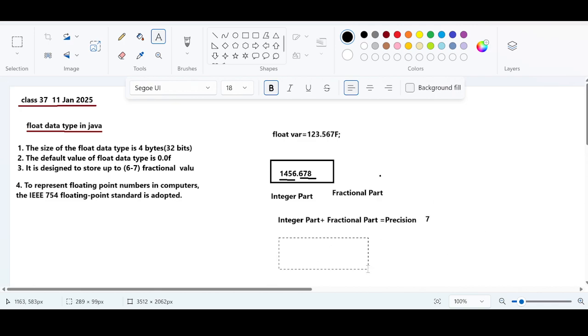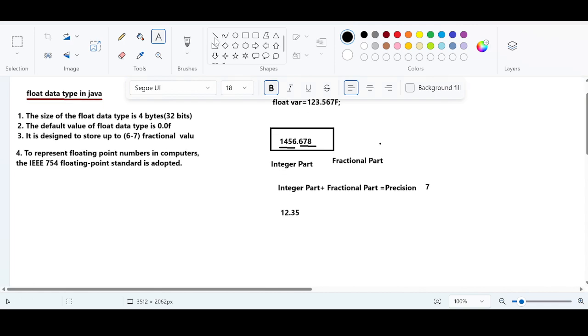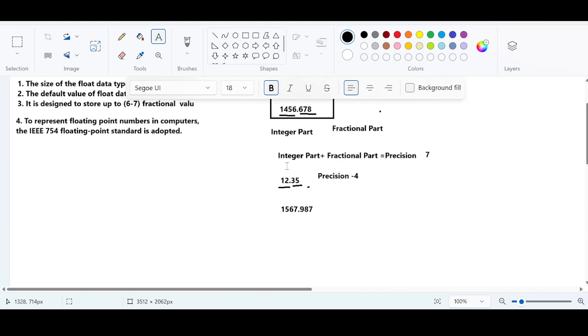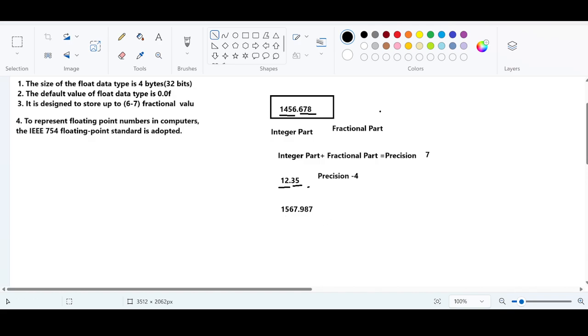And if I ask you what is the precision of 12.35, what would be the answer? Combination of integer part and the fractional part. How many digits are there in the integer part? 2. How many digits in the fractional part? 2. 2 plus 2 is equal to 4. 4 is the precision. If I ask you what is the precision for 1567.987, what would be your answer? 7. 7 is the precision.